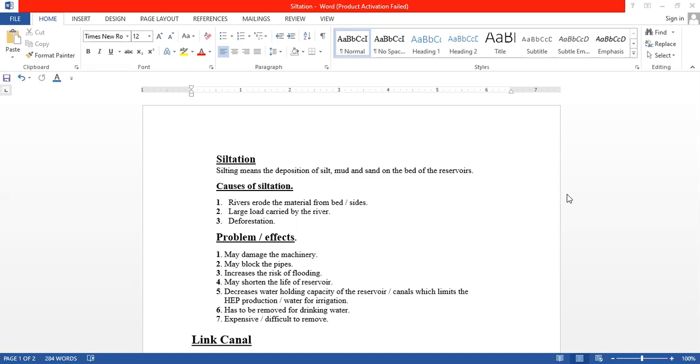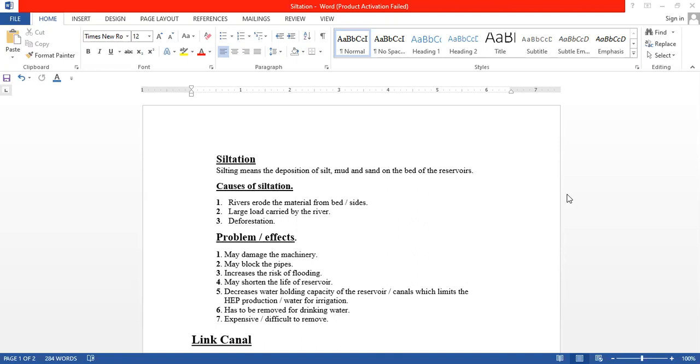My dear students, first of all, what is silt or siltation? Silt or siltation means the material eroded by the river due to its speed and carried, and this material consists of sand, mud, or clay. And when this material is carried by river water and deposited on the bed of a reservoir, meaning a dam, or in barrages or in canals, then it's called silt or siltation.